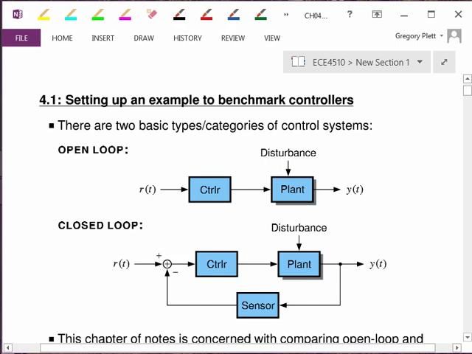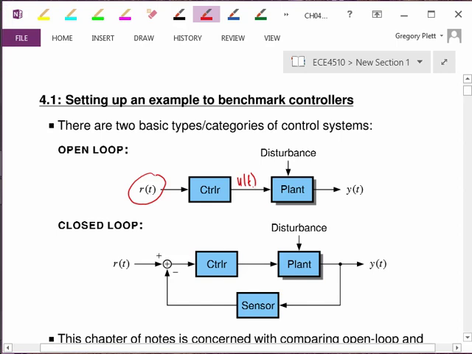The first one is open loop control, and in open loop control we have the reference signal that we would like the output of the system to track. That's what the user supplies. Somehow that reference signal is manipulated by the controller to produce a control input to the plant, U of t, and that signal actuates the plant and produces an output Y of t.